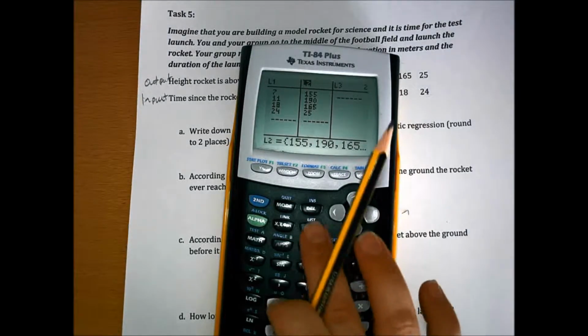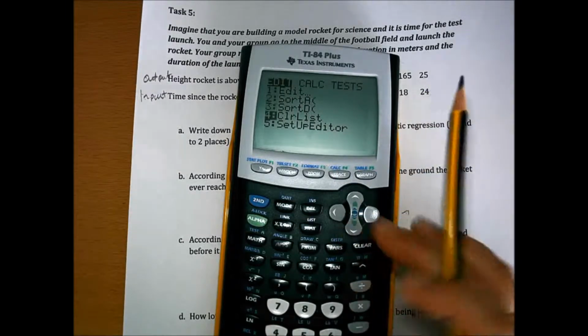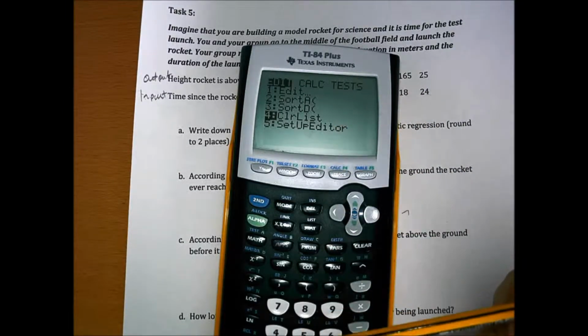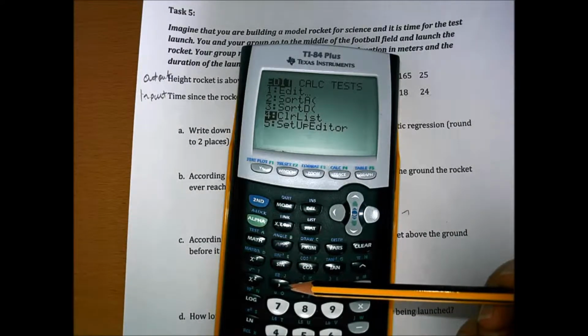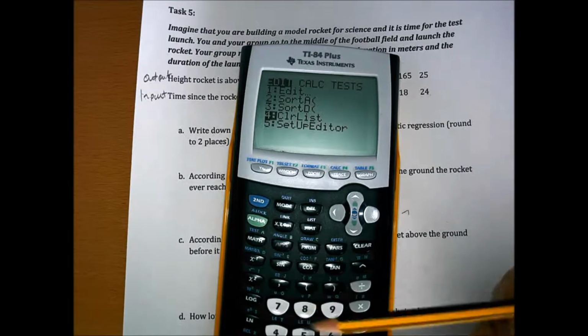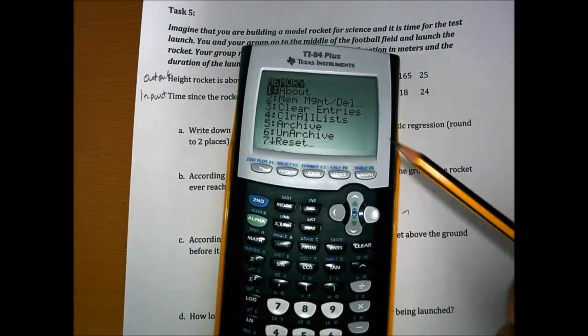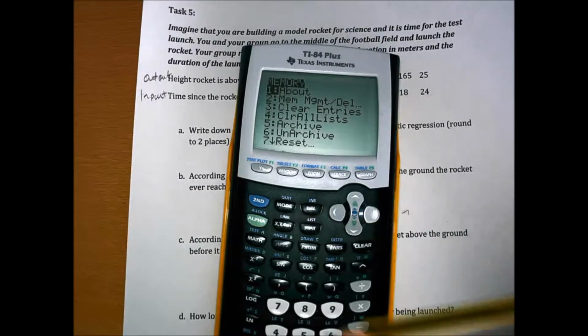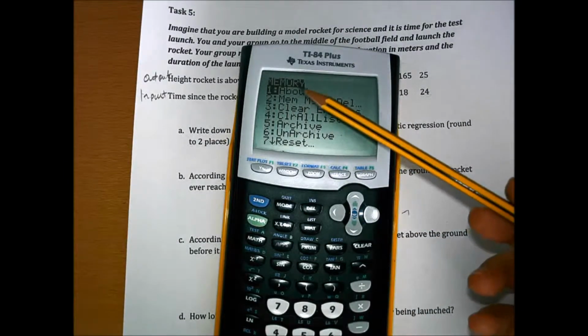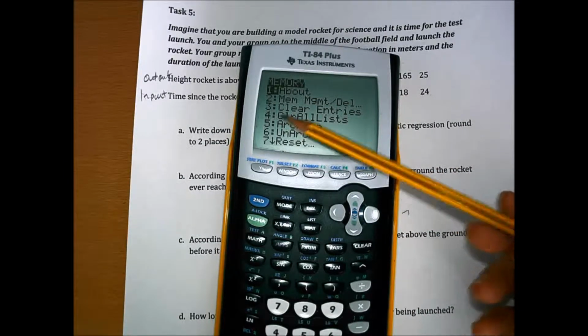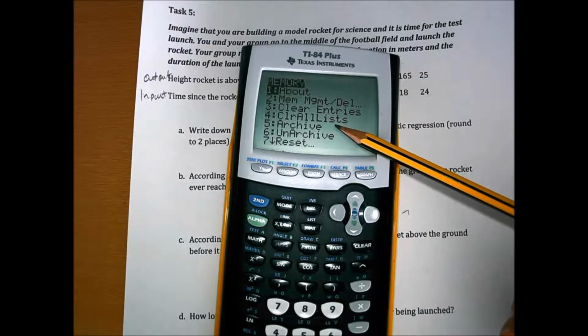Alternately, you could go to stat, and then go down to clear list, and type in the lists on the home screen with a comma in between each of the lists that need to be cleared. And finally, the other way you could do it is to go to second and plus, which gives you the memory, and you can go down to floor and it'll clear all lists.